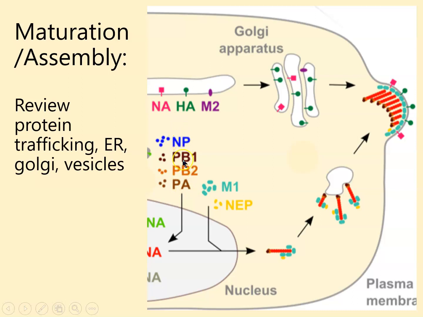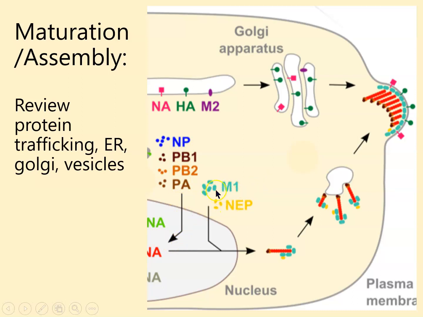So these are all going to get trafficked back into the nucleus where they're going to associate with the viral RNA. Fair enough. So they're made in the cytoplasm because that's where the host makes proteins. And then they get sent somehow, I don't really know how that works, back to the nucleus.